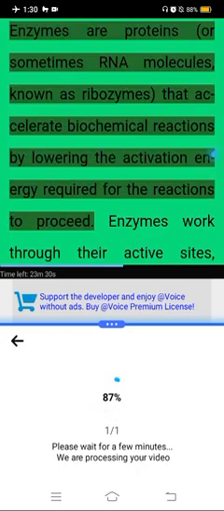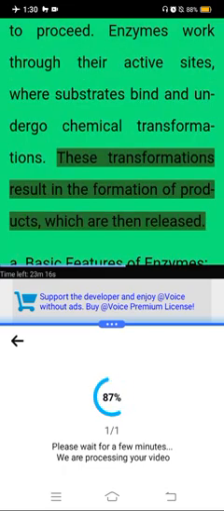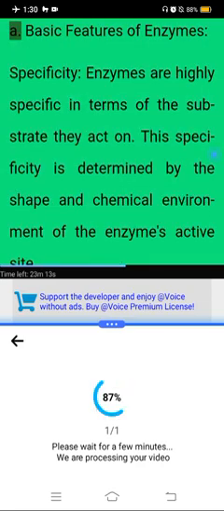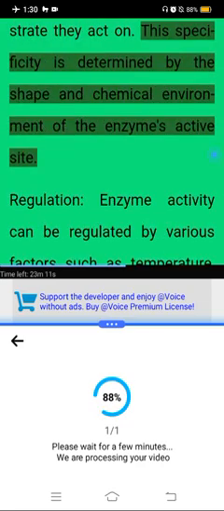1. Introduction to enzymes. Enzymes are proteins or sometimes RNA molecules, known as ribozymes, that accelerate biochemical reactions by lowering the activation energy required for the reactions to proceed. Enzymes work through their active sites, where substrates bind and undergo chemical transformations. These transformations result in the formation of products, which are then released. A. Basic features of enzymes. Specificity. Enzymes are highly specific in terms of the substrate they act on. This specificity is determined by the shape and chemical environment of the enzyme's active site.